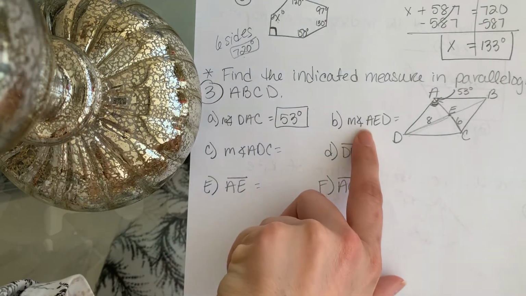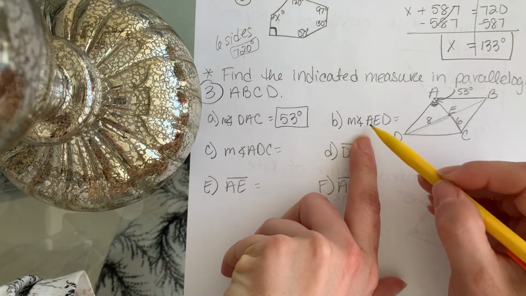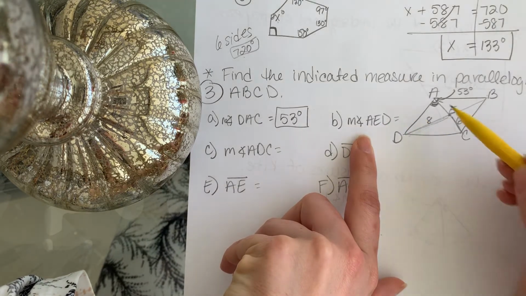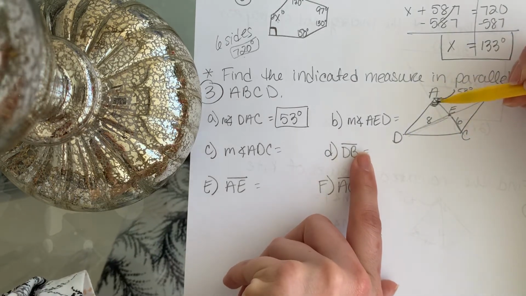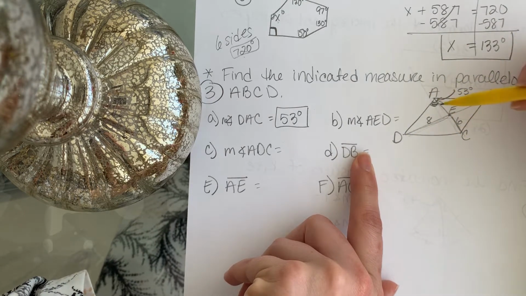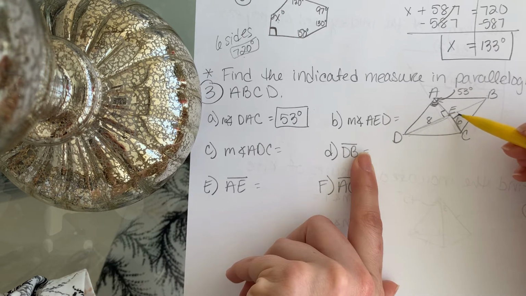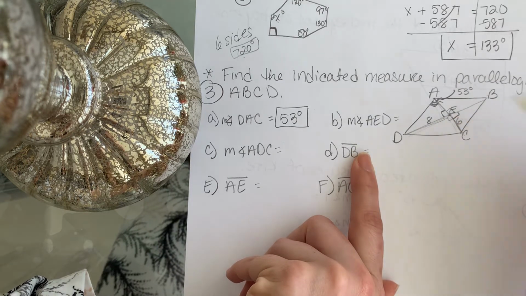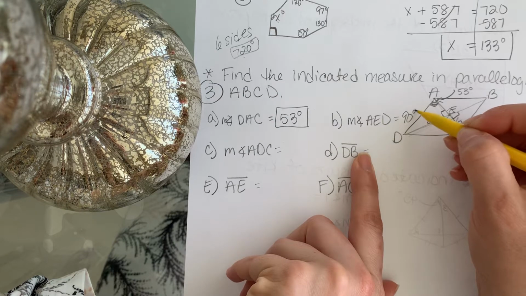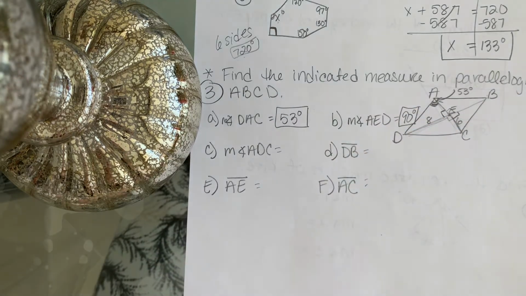Let's go to B. We have to figure out what is AED. Well, another rule for rhombus with diagonals. This angle, AED, when two diagonals cross, they form right angles. So how much is the measure of a right angle? 90 degrees. And that's finished.